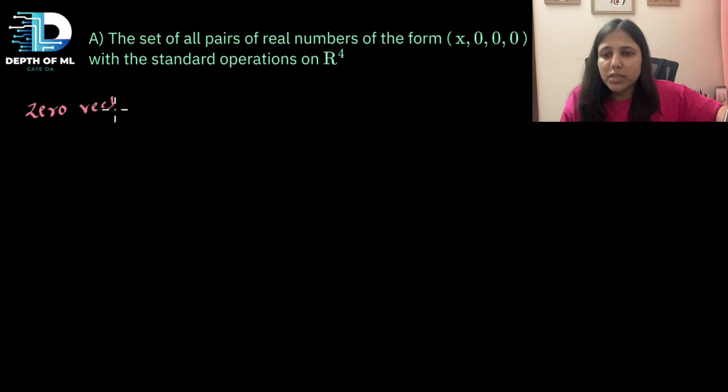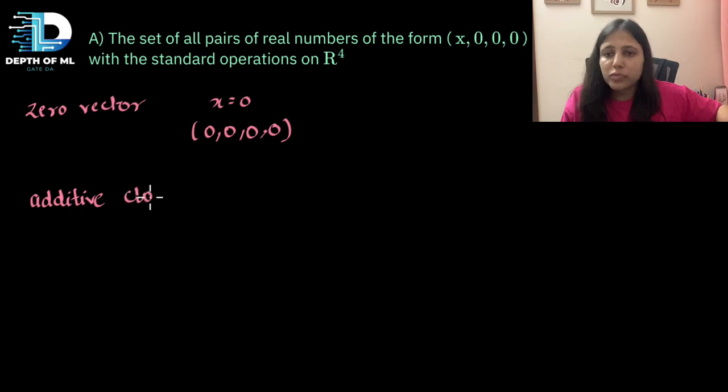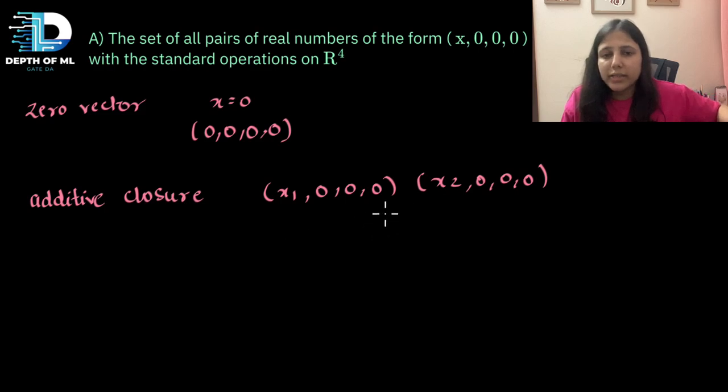So first of all we should check whether the 0 vector is in there. So 0 vector is indeed there, because if I take x equals 0, the vector will be of the form (0, 0, 0, 0), right? So this is actually true. Now we have to check for additive closure. So how will we check additive closure? We'll take 2 vectors, (x1, 0, 0, 0) and (x2, 0, 0, 0). If I add them up, then I'll get x1 plus x2 and all the other coordinates will be 0. So this belongs to the vector subset, right? So this is also true.